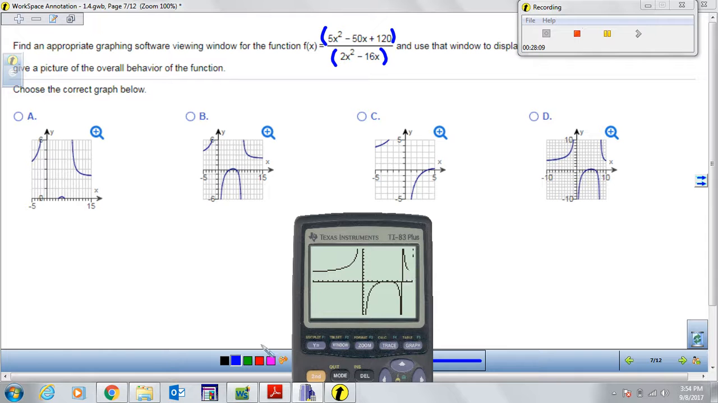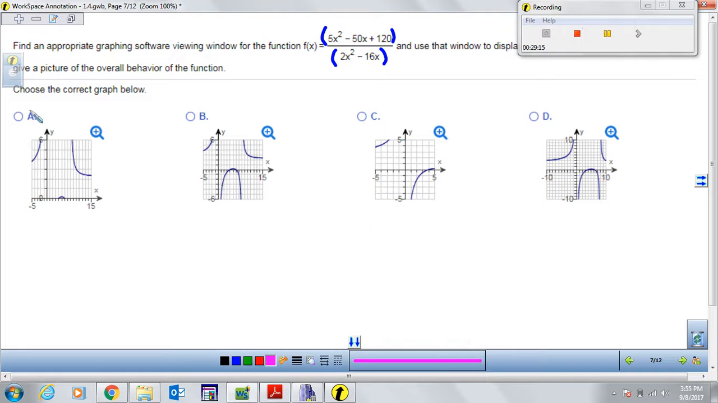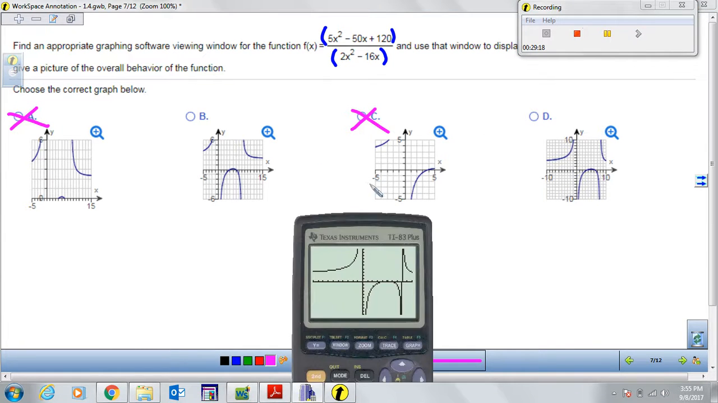So now, from what we have from the answer choices, I told you what I would do if I didn't have answer choices. What would I choose from here now? Letter A, definitely not, right? That couldn't be the best viewing window. Letter C could not be the best viewing window either.